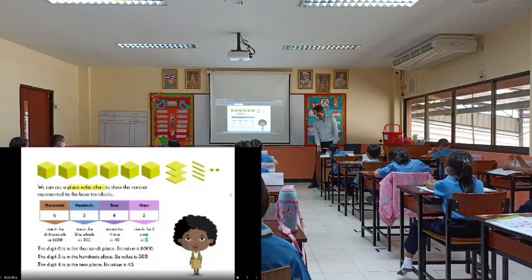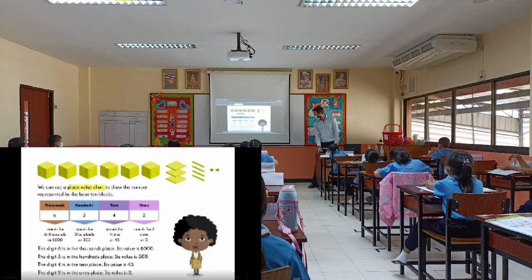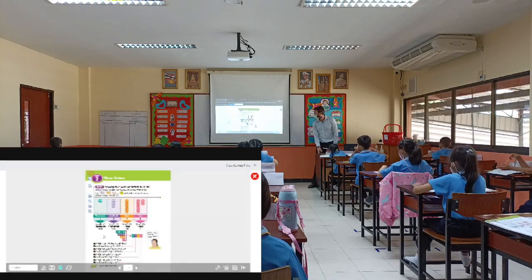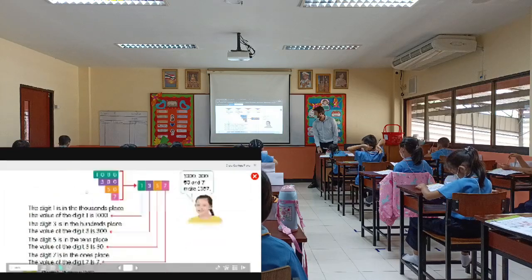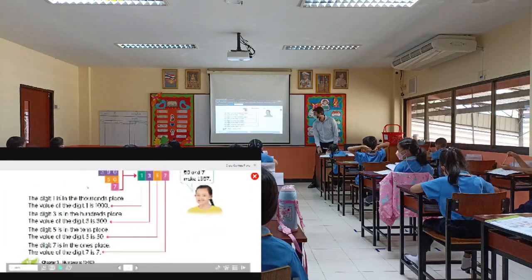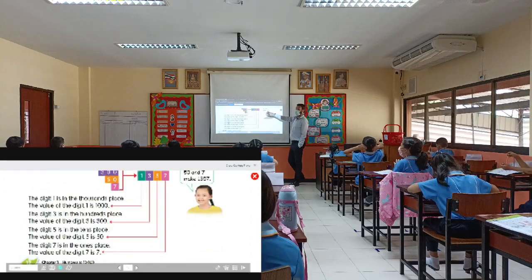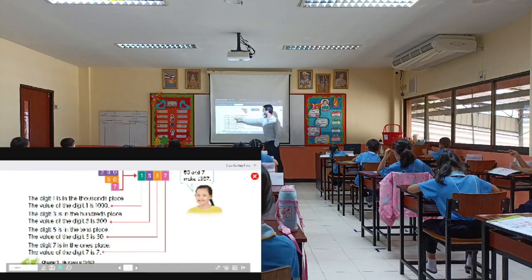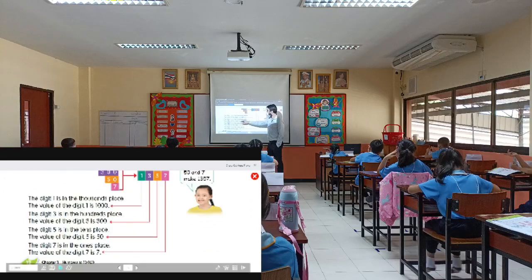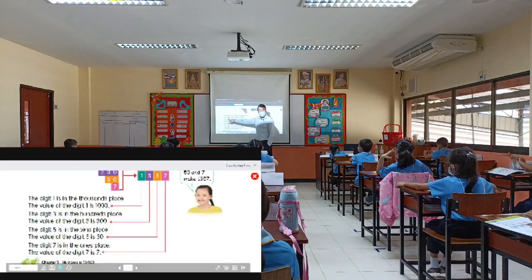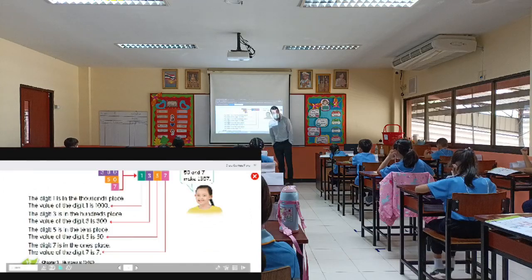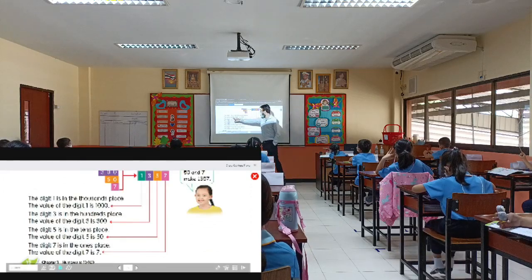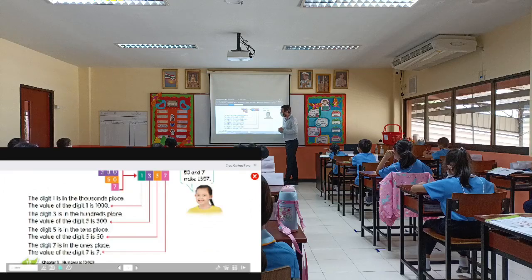place. Its value is 2. Okay, so just looking at page 12, there's no work, it is all about... here we go, can you all see this here? Yeah. Okay. So again, we're just going over what I just did with the online application. We're looking at the digit 1 in the thousands place. We need to remember this word, value. When you pay for something at the shop, its value is the amount of money. So the value of digit 1 is 1,000.